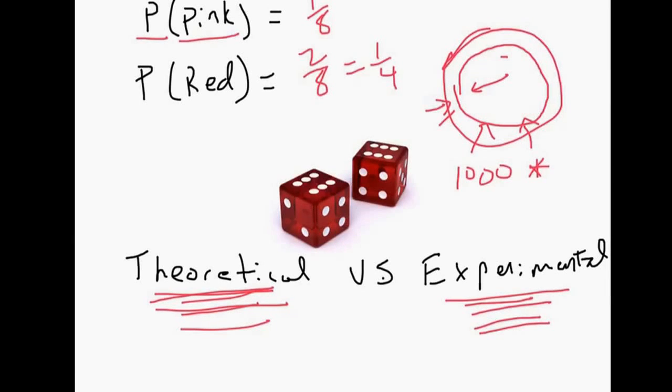When you are spinning, and you're talking about two separate events, there's two very important words to notice: the word and, and the word or.